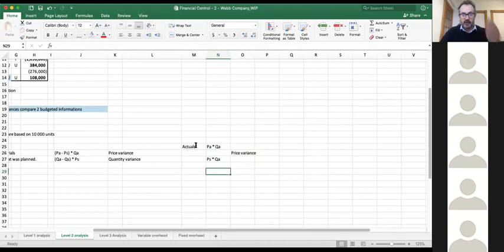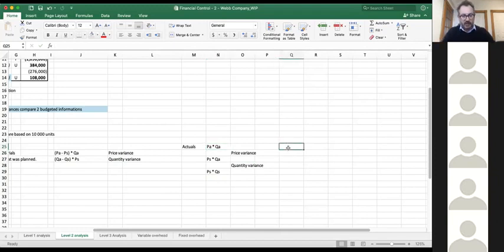And then we change the other one. So we keep PS and we now change QS, okay? And when we do this, we do the quantity variance, okay? So this is how you can remember how to calculate the variance if you don't have the formula, okay?